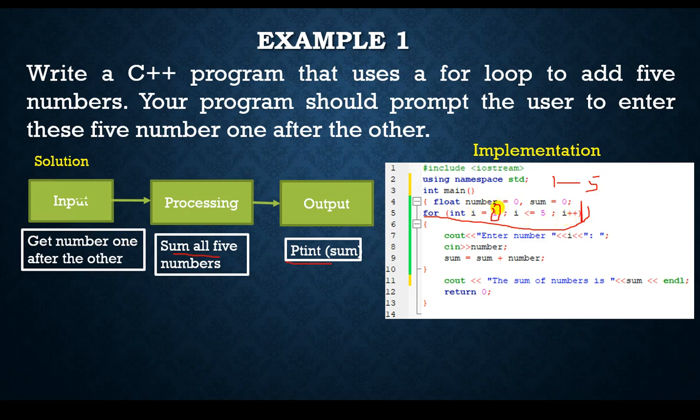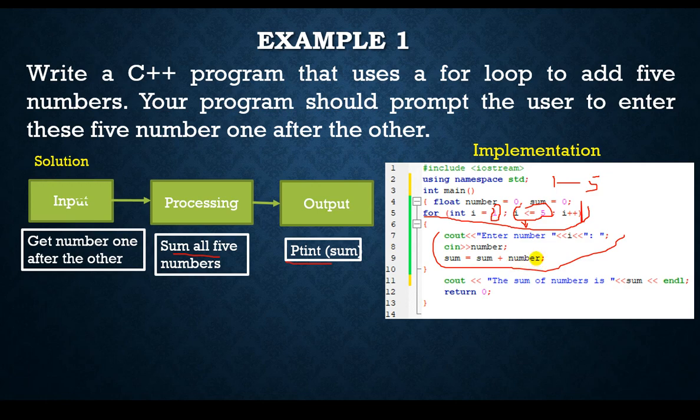So i will start from 1. Is 1 less than or equal to 5? It is true. When the condition is true, it will come and execute the body. The body is this side. Here it says cout, enter a number, enter number i, and i is 1, so enter number 1. And then we pick it with cin.